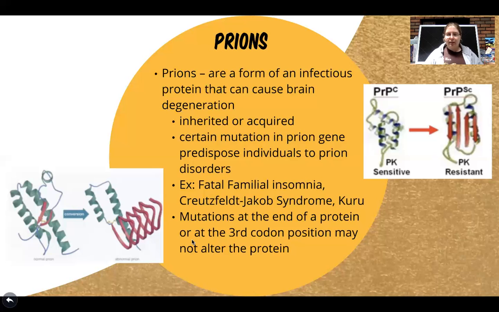So like we said, it's the position that matters. If this mutation occurs earlier in the gene, or it's in one of the first 2 bases of the codon, then you're more likely to develop a prion disorder. But if it occurs at the end of the gene, it's a lot less likely to develop into the prion disorder.